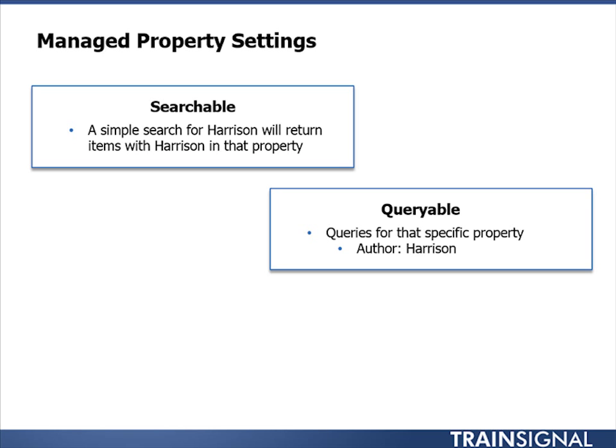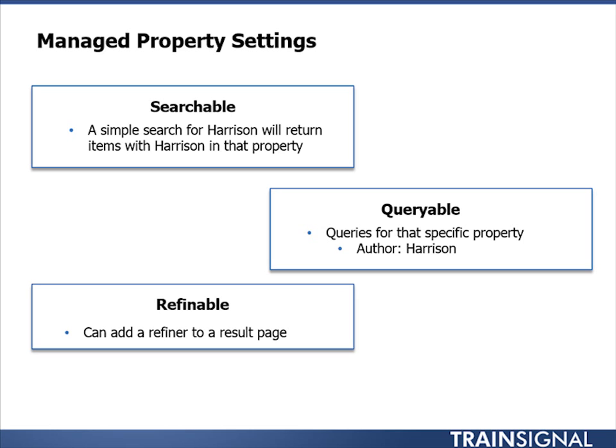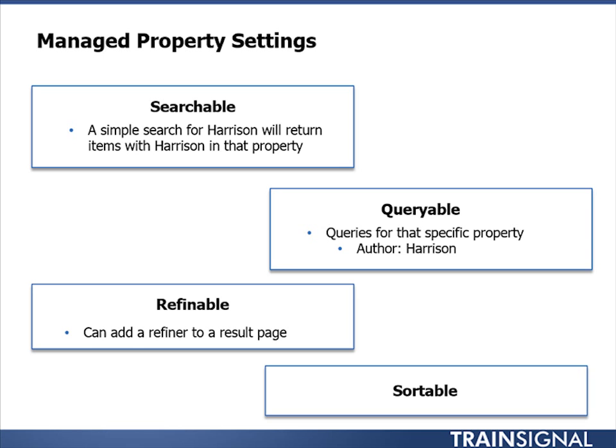We also have the ability to determine whether or not we want a property to be refinable, meaning that we could use this as a refiner on a search page. And then finally, last but not least, whether or not we wanted to use this to be able to sort search results.